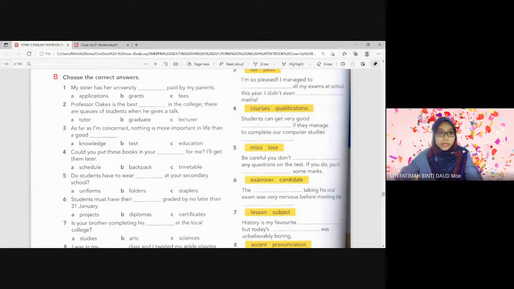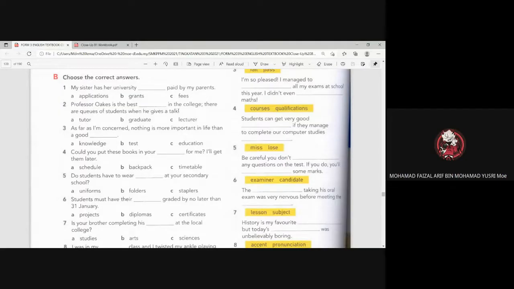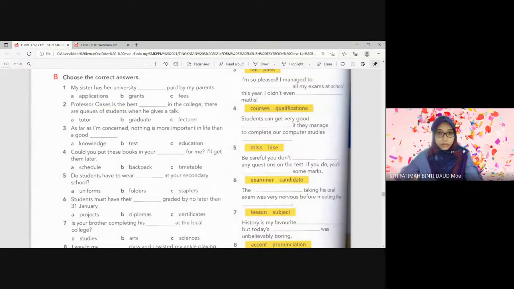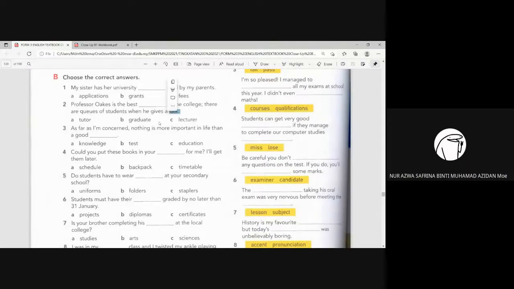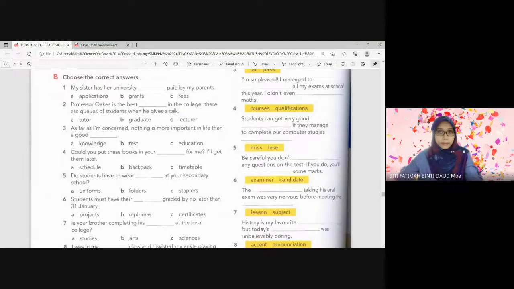Number 2, Professor Oakis is the best in the college. There are queues of students when he gives a talk. Tutor, graduate, or lecturer. He gives a talk. Lecturer. Tutor. When you have a big hall in college, Dewan Besar, and someone comes and gives a talk. Like when you go to our school, Dewan Sri Permai, and someone gives a talk. All right. The difference between tutor and lecturer, anybody knows? Tutor, lecturer.